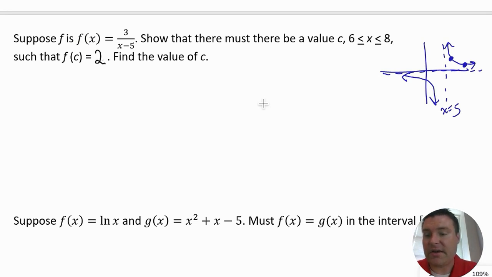We have f, so let f of x be 3 over x minus 5. Show that there must be a value c between 6 and 8, where f of c is equal to 2. Find the value of c. So I already went ahead here and sketched this for you, so you can kind of see what this looks like.